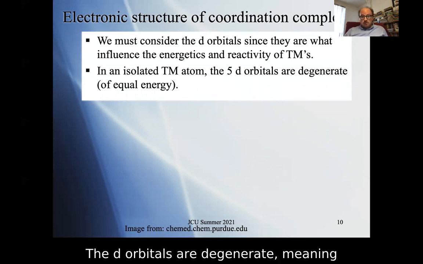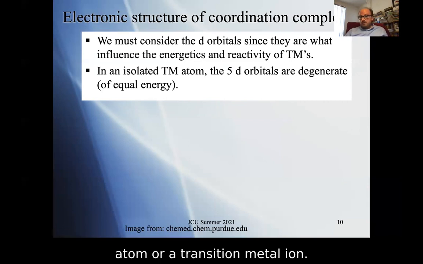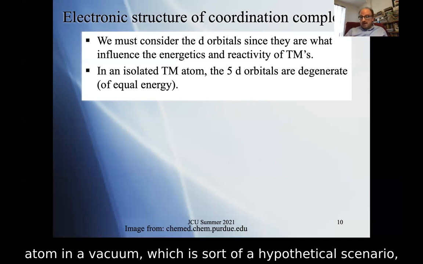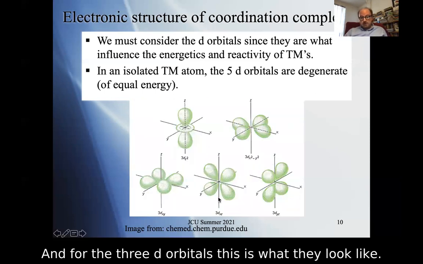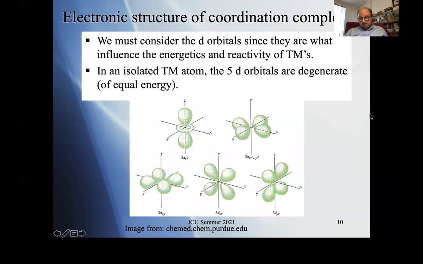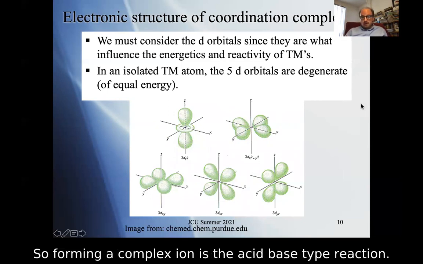The d orbitals are degenerate, meaning they are of equal energy in an isolated transition metal atom or transition metal ion. So if we just have a transition metal atom in a vacuum, which is a hypothetical scenario, the orbitals are equal in energy. For the 3d orbitals, this is what they look like. There's a question: the formation of the complex is an acid-base reaction. Yes, that is correct. Forming a complex ion is the acid-base type reaction.